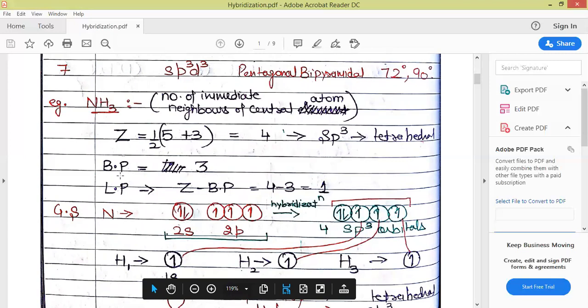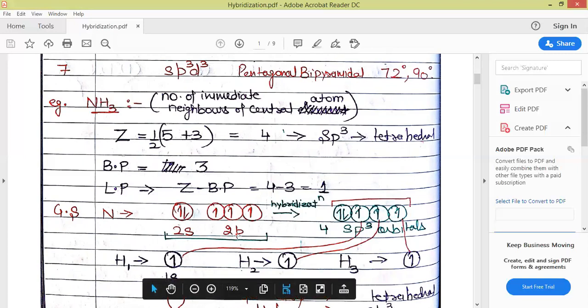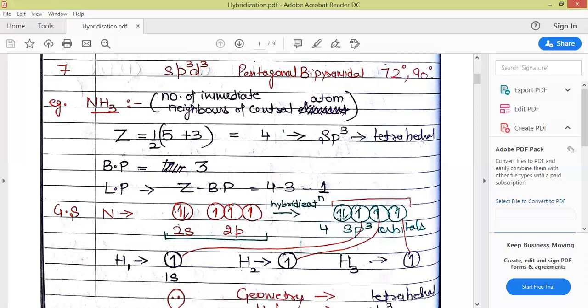So here we can see that there is going to be 1 lone pair and 3 bond pairs. For the formation of bond pairs, we need 3 electrons, and for 1 lone pair, there is already 1 paired lone pair. So these 4 orbitals will undergo hybridization. 1s and 3p will undergo hybridization and will generate 4 sp3 hybridized orbitals, and electrons will be filled like this. 1 lone pair and 3 singly filled orbitals would be there.